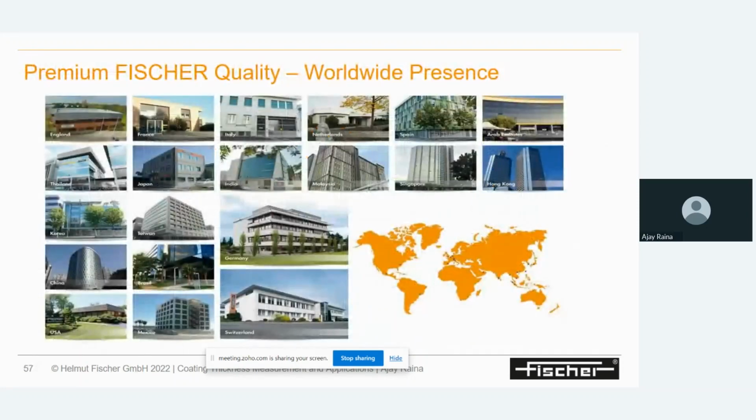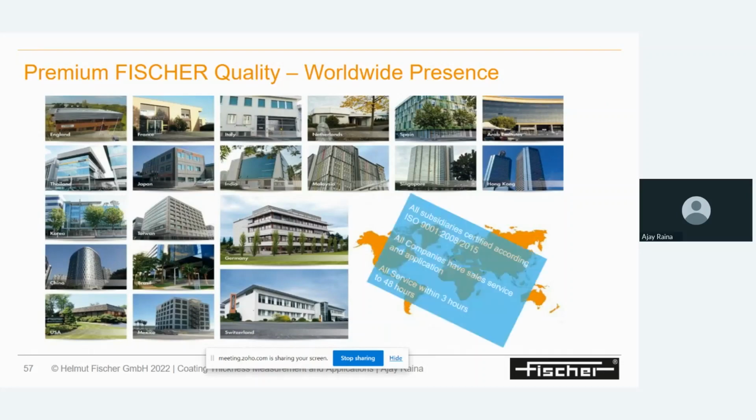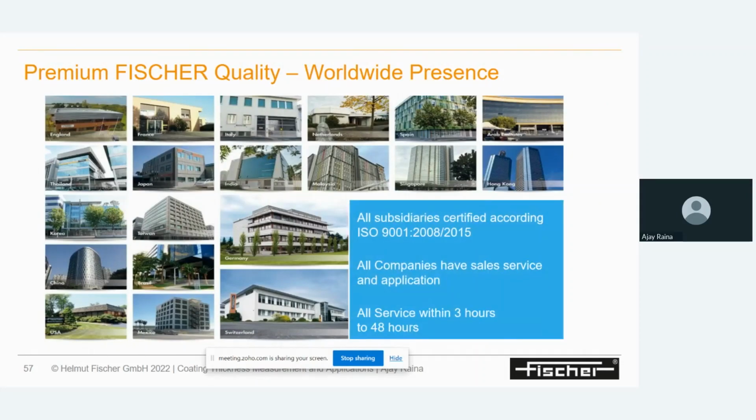Fischer has a presence everywhere in the world. We have an office in Switzerland. We have an office in Germany. Headquarters are already in Germany. We have offices in England, France, the USA, China, Korea, Taiwan, Thailand, Japan, and we provide solutions as per your requirements. All subsidiaries are certified according to ISO 9001:2008, and all companies have sales, service, and application support. All services are provided within 3 to 48 hours.